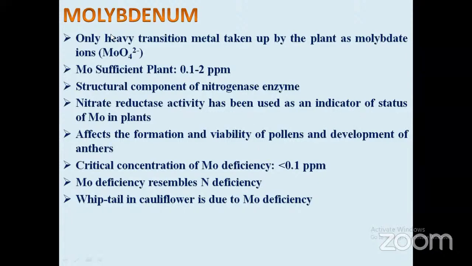So you remember that molybdenum influences nitrogenase enzyme activity, nitrate reductase activity, and it affects the formation and viability of pollens and development of anthers. Critical concentration of molybdenum deficiency is less than 0.1 ppm, and since this molybdenum is affecting nitrogenase activity and nitrate reductase activity, all in all it is affecting the nitrogen cycle in the plant, in the soil, no? So nitrogen availability is influenced by molybdenum. So if molybdenum deficiency is there, there will be deficiency of nitrogen also. So they resemble each other.